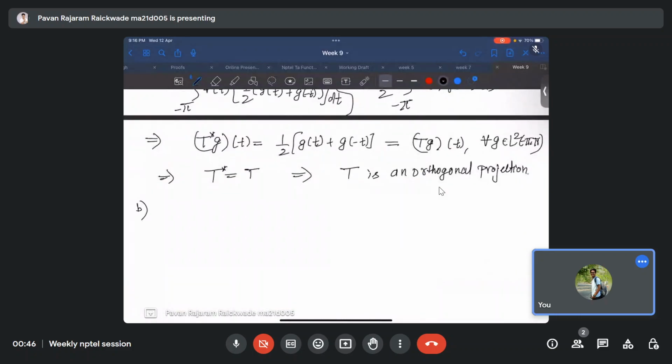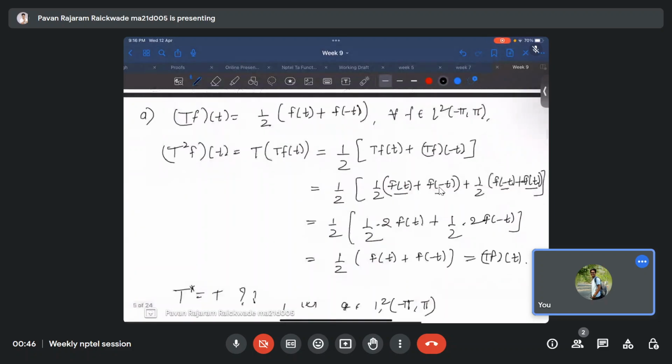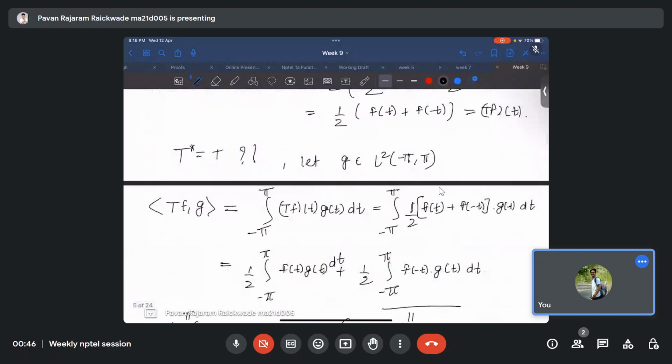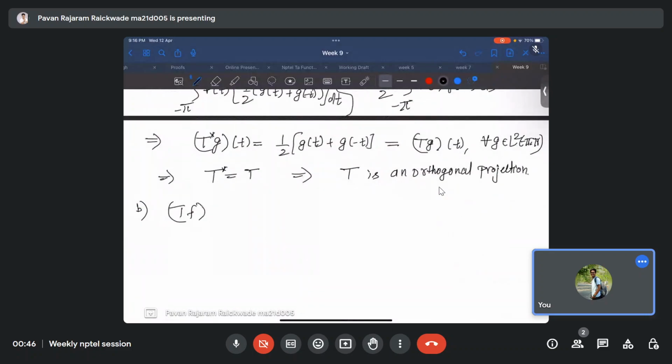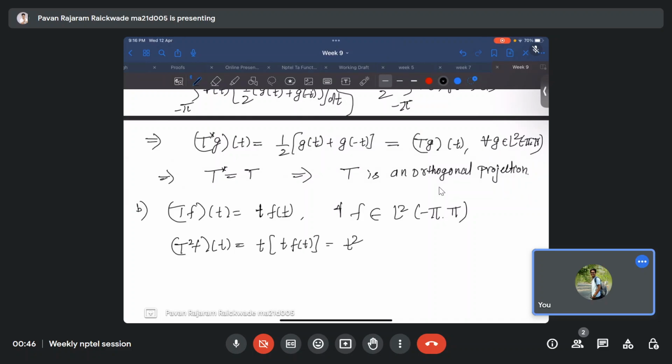What is the second one? TFT. Okay, TFT. T f at T is given by T at FT. Where is T square? What is T square f at T? This is T of TFT, which is T square ft. So this is not the same as TF.